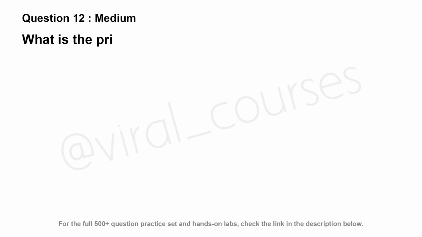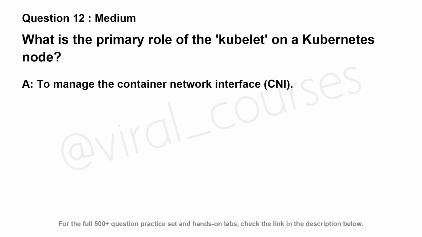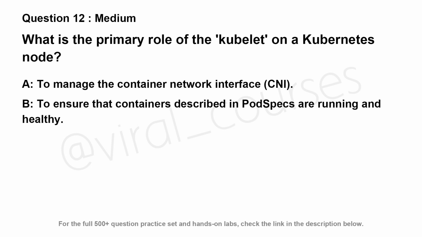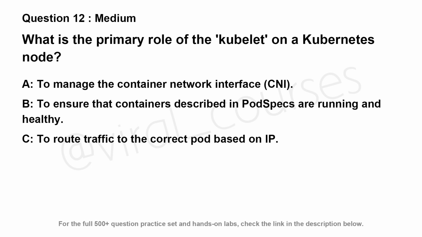What is the primary role of the kubelet on a Kubernetes node? Option A. To manage the container network interface, CNI. Option B. To ensure that containers described in pod specs are running and healthy. Option C. To route traffic to the correct pod based on IP. Option D. To store the cluster configuration state.